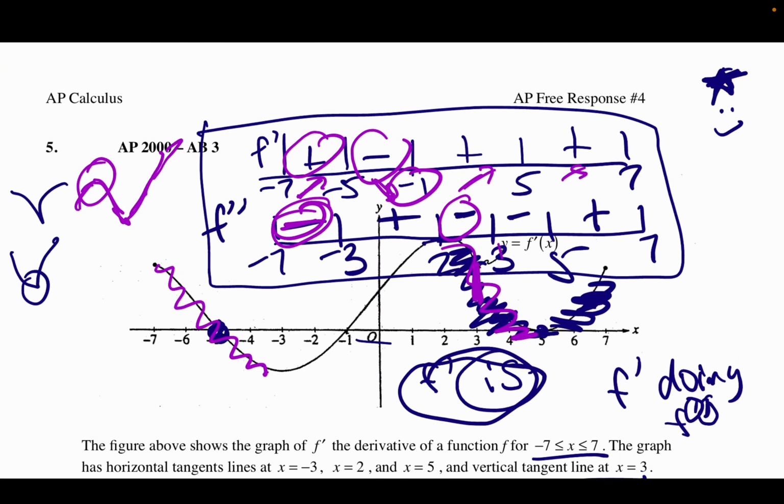Well, what do we know about this graph? We knew this graph went up, down, up, up. So it could be at one of these two places, here or here. It could be at your relative max or your absolute max.